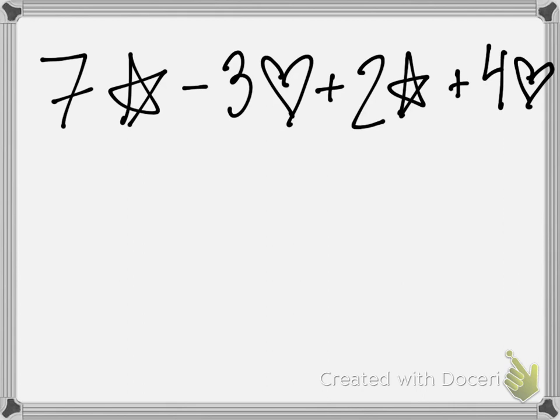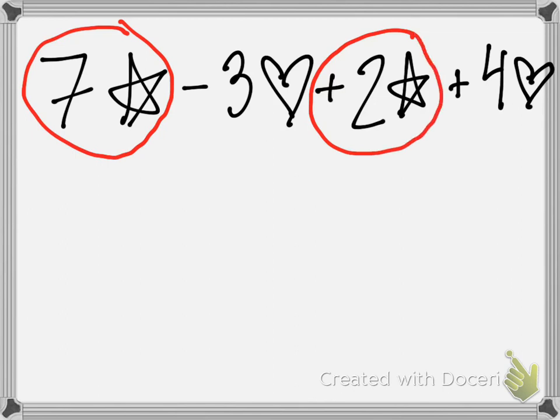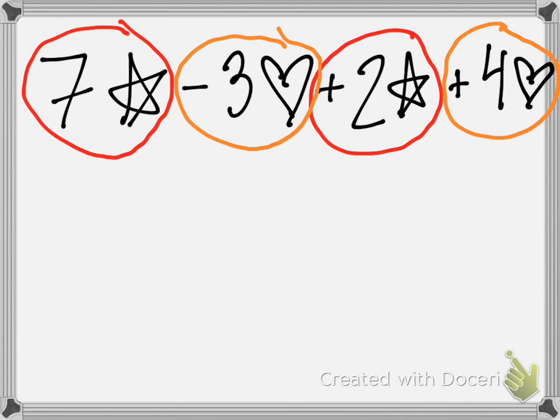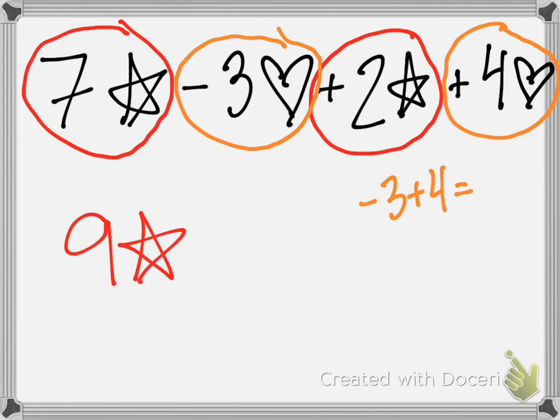It also works with other variables. Variables can be anything. They can be stars, hearts, smiley faces, anything you'd like it to be. So in this case, when we combine it, we have 7 stars plus 2 stars. And we have minus 3 hearts, you have to circle that operation, plus 4 hearts. 7 stars plus 2 stars is 9 stars. Then, minus 3 hearts plus 4 hearts. That sounds complicated, minus 3 plus 4. But we know with our fact families, that's the same as 4 minus 3. And 4 minus 3 is 1. So we would get plus 1 heart. That's it. It's as simple as that.